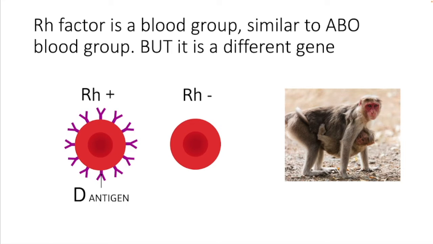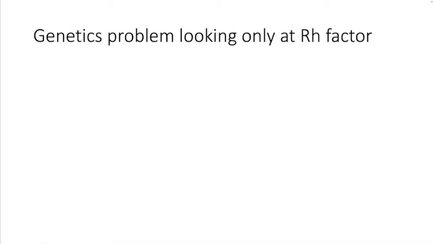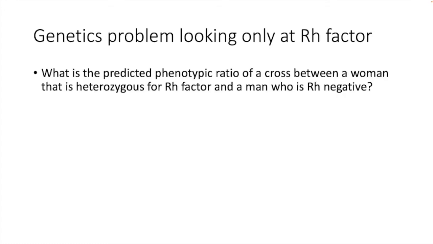Because it's either present or absent, the D antigen present in Rh positive and absent in Rh negative, we have a very simple dominance and recessiveness situation going on here. So let's take a look at a genetics problem looking only at the Rh factor. The first thing that we're going to do is present you with a problem.